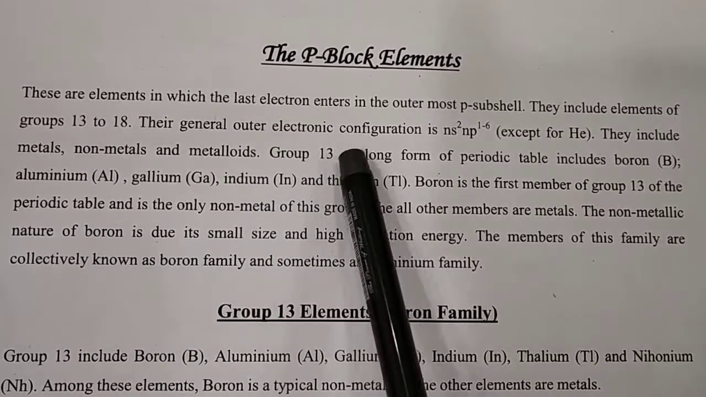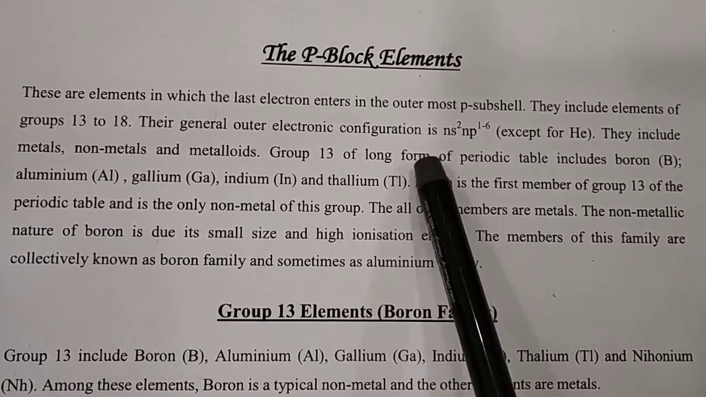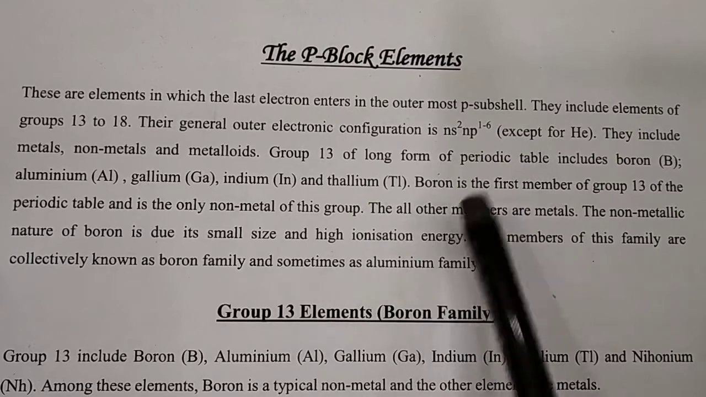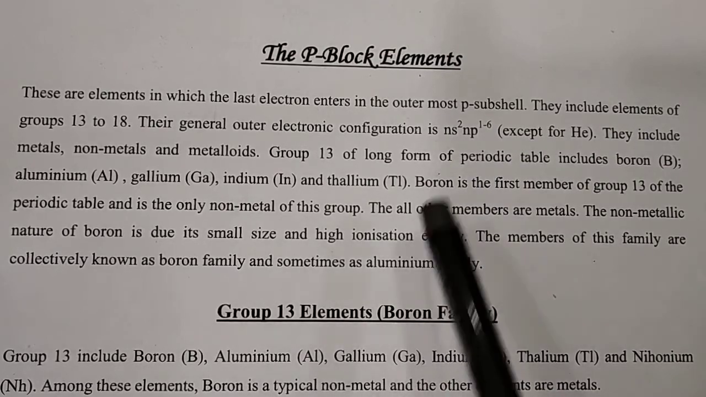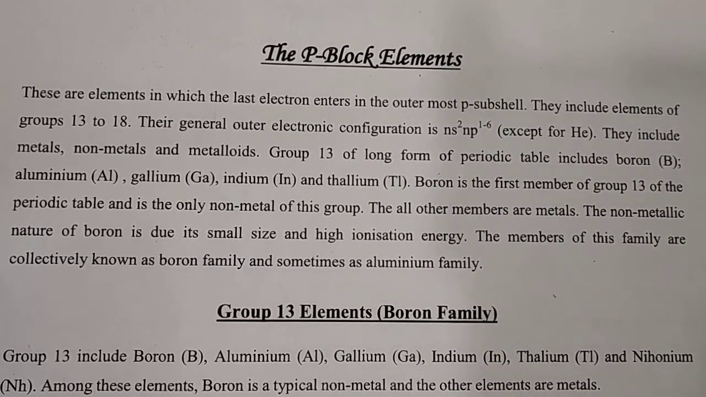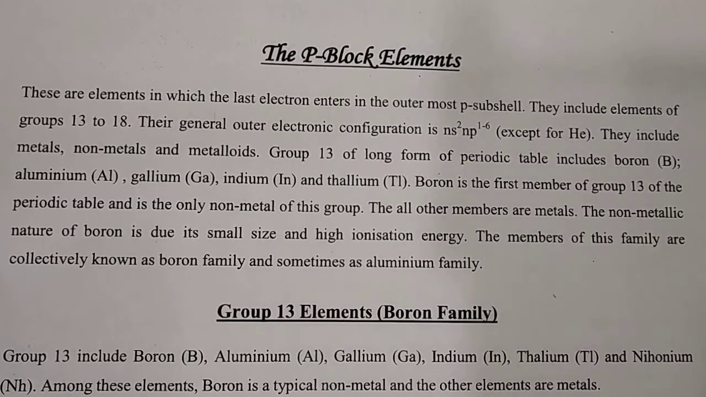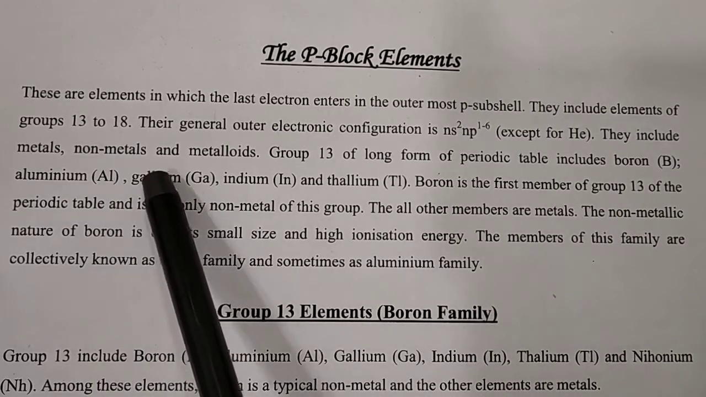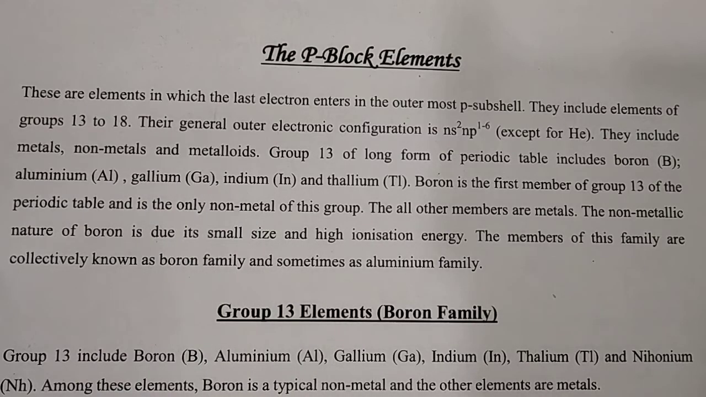The general outermost electronic configuration is ns2 np1 to 6, and P1 stands for group 13 and ns2 np6 stands for group 18, except for helium. They include metals, non-metals and metalloids. P block के अंदर सारी varieties आपको देखने को मिलेंगी, metal, non-metal and metalloids.